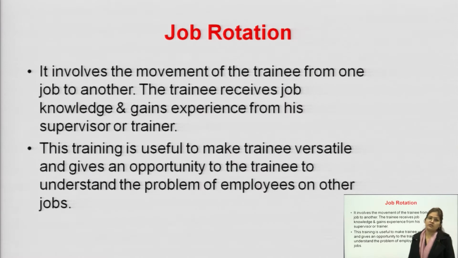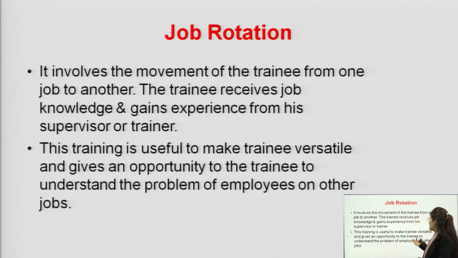Job rotation is also known as learning by doing. In this kind of training, the trainee learns by working at different jobs. It involves the movement of the trainee from one job to another, and by moving from one job to another, they try to learn things. And how do they learn? By doing only. That's why we call it a learning by doing method. The trainee receives job knowledge and gains experience from his supervisor or trainer.